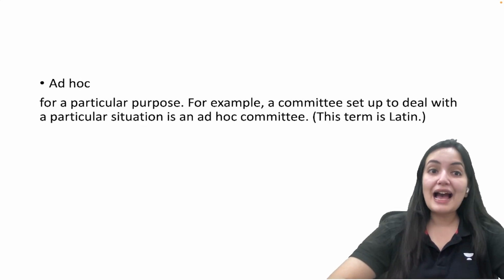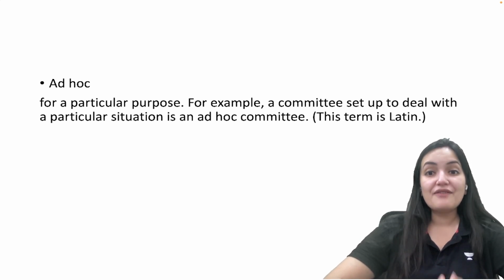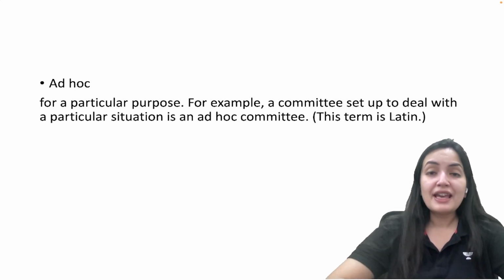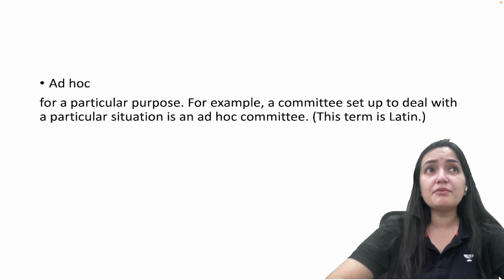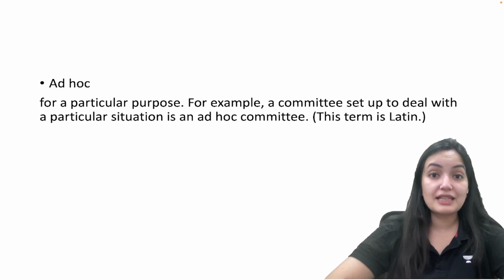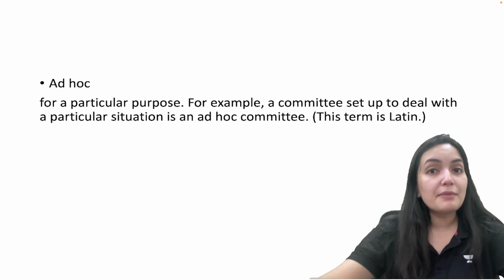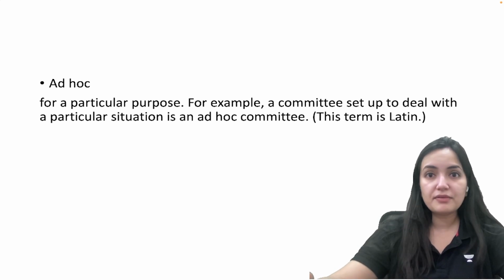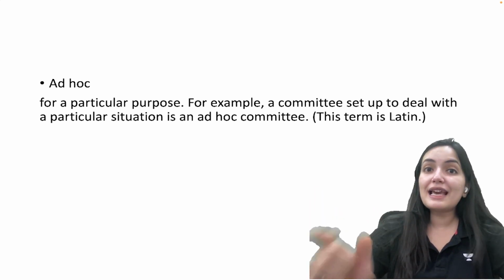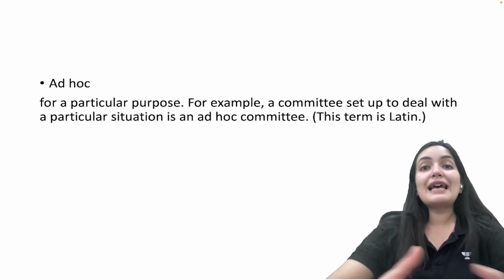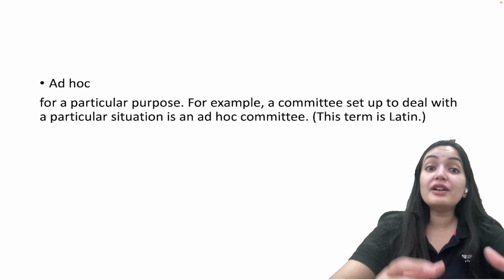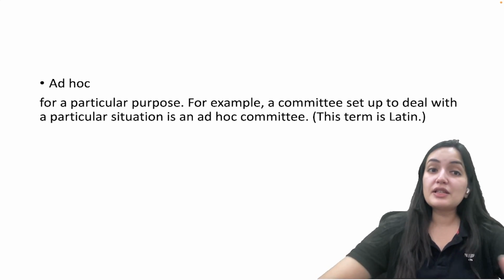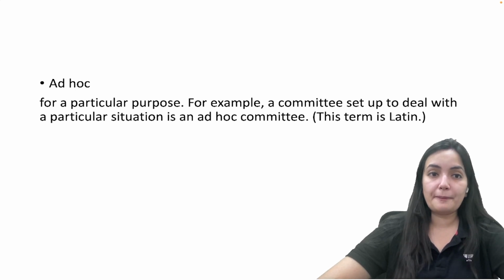Next is ad hoc. Ad hoc means for a particular purpose. For example, a committee set up to deal with a particular situation is an ad hoc committee. In various cases, this happens. So, for example, some report has to be investigated in a particular case. Then a particular investigative ad hoc committee is formed, and the court directs to form this particular committee for the investigation of that report. So that committee's existence is till the time the purpose has been achieved. Ad hoc means that it is there for a temporary purpose, for a particular purpose, and it's temporary in nature. This is also a Latin word, ad hoc.